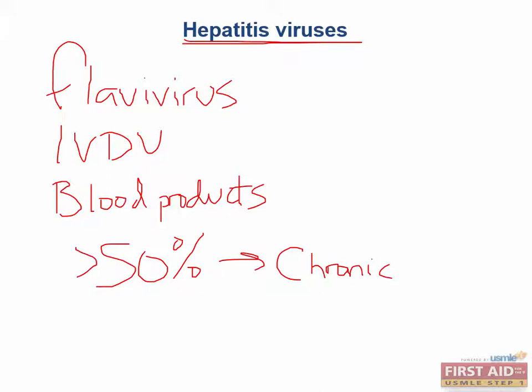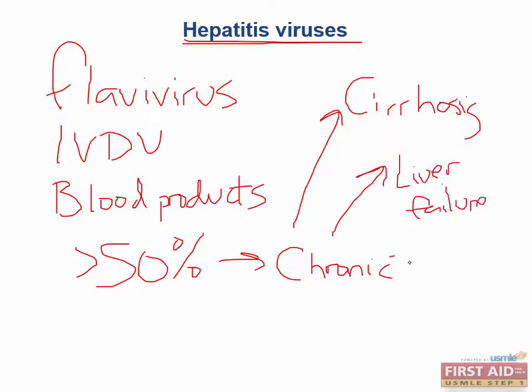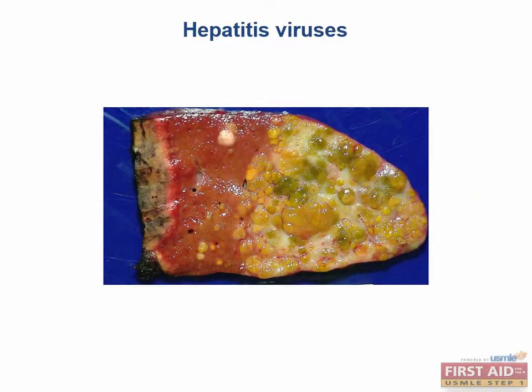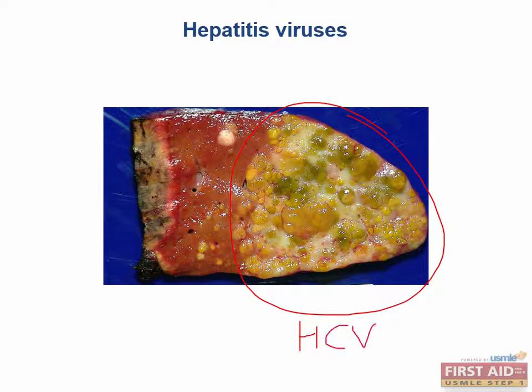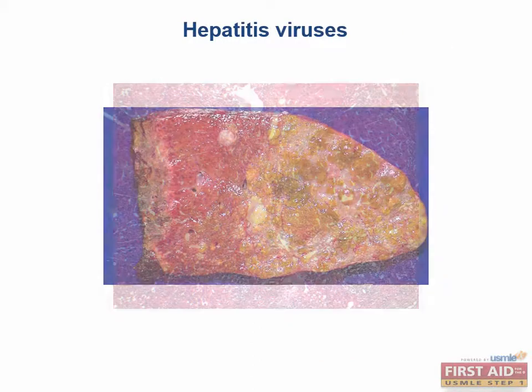Chronic infections are serious because they can lead to cirrhosis, liver failure, and hepatocellular carcinoma. We can remember these complications by remembering the 3 C's of hepatitis C infection, which include chronic, cirrhosis, and carcinoma. Here is a picture of a cirrhotic liver with a nasty hepatocellular carcinoma in a man with long-standing hepatitis C virus. We can see the normal liver parenchyma on this side of the image, and here we can see the nasty hepatocellular carcinoma.